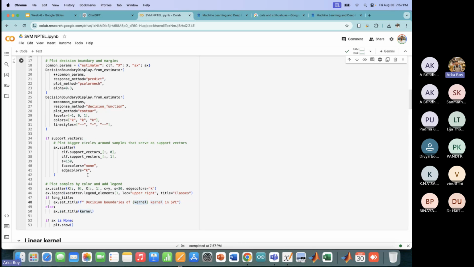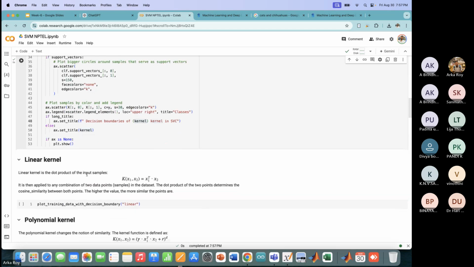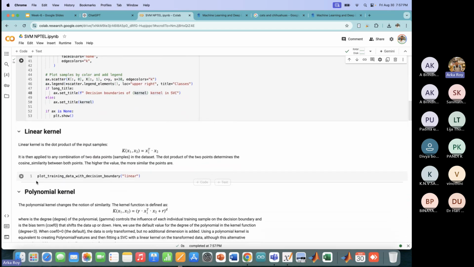So let us run this particular function. Now, based on the function, let us try to see the result. So what we'll do, we'll call the function and the kernel, we just have to declare the kernel. So let us now start with linear kernel.